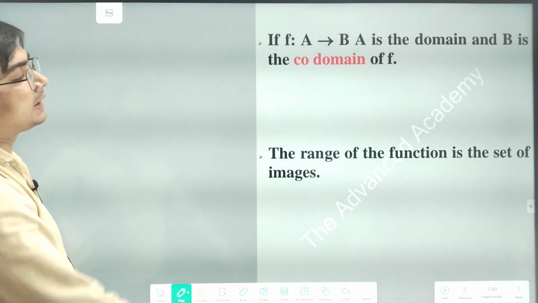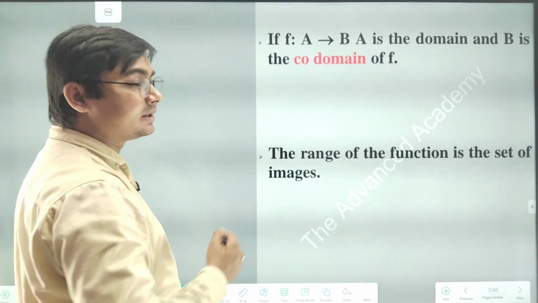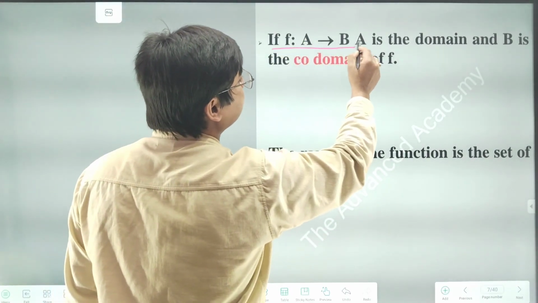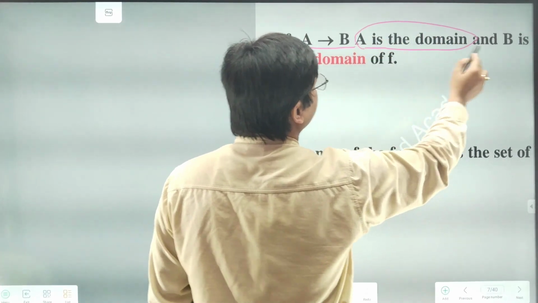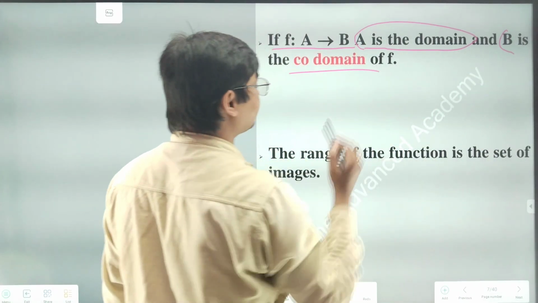Okay, so again you see here, we have already discussed this earlier. If f from A to B is a function, then A is called the domain, and B is called the codomain of this function f.